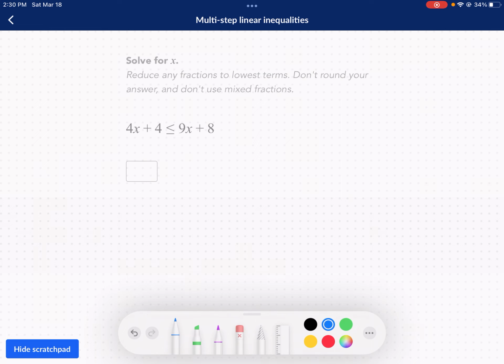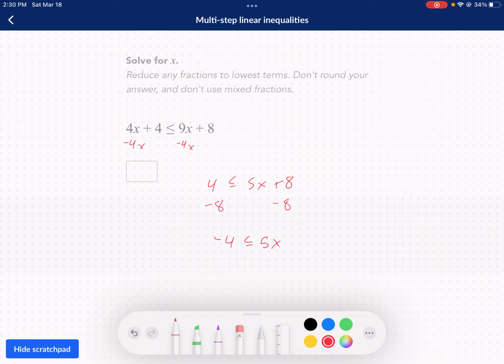Last one. This one looks the easiest, which is great. I'm going to move the smaller variable. That's 4x. We get 4 is less than or equal to 5x plus 8. And what do you know? We have one of these ones where we get to subtract 8 from both sides. Okay, so we get negative 4 is less than or equal to 5x.